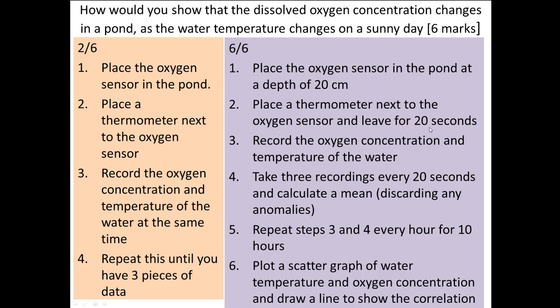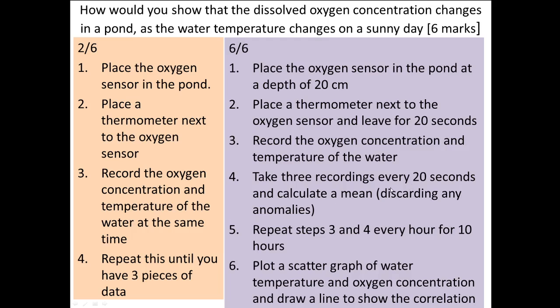I've controlled time. Obviously, if I put a thermometer in something for a second, it might not have time to warm up, so I do need to leave it for a set amount of time. Record the oxygen concentration and temperature of the water, that's good. Take 3 recordings every 20 seconds and calculate a mean. That's good. I've kept my 20 going as well.